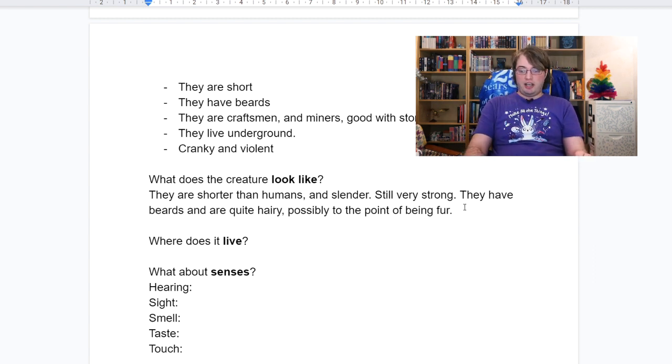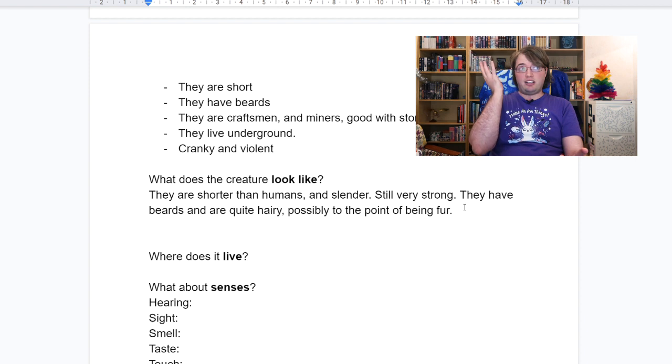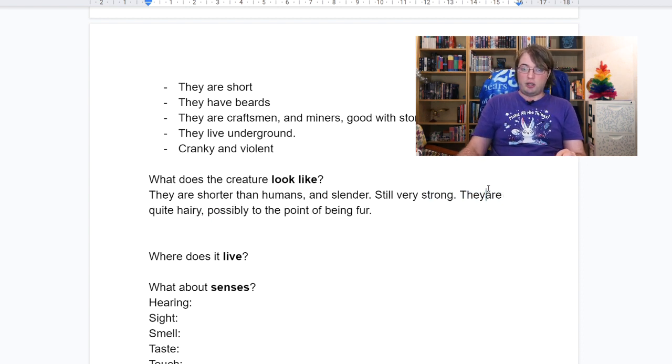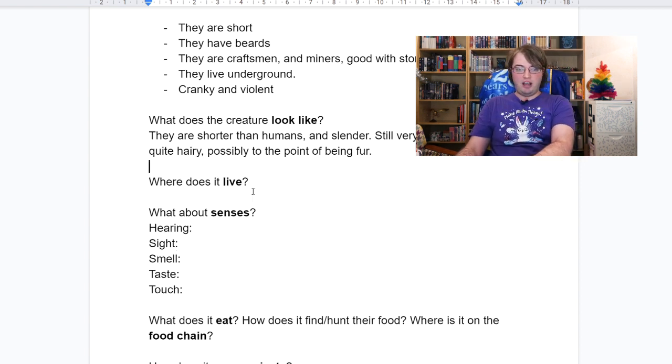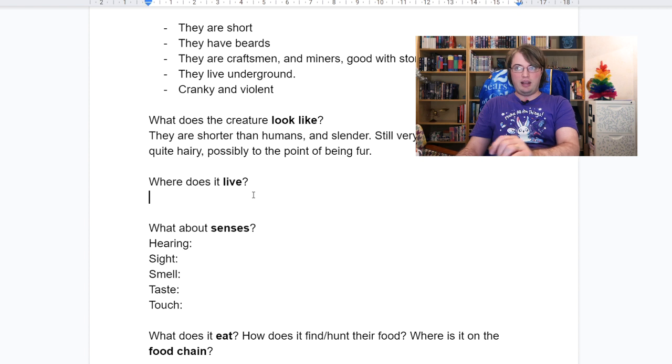So they do have beards, and they are hairy in general. They might not actually have beards, but just be hairy, have fur. That probably makes more sense. They have fur. There we go. In my previous video, I talked about creatures living underground being very pale because they don't get exposed to sunlight. And, I mean, they have fur, so it doesn't really matter if they're pale or not. So I'm going to ignore that. Let's leave that for now and go on to where they live.